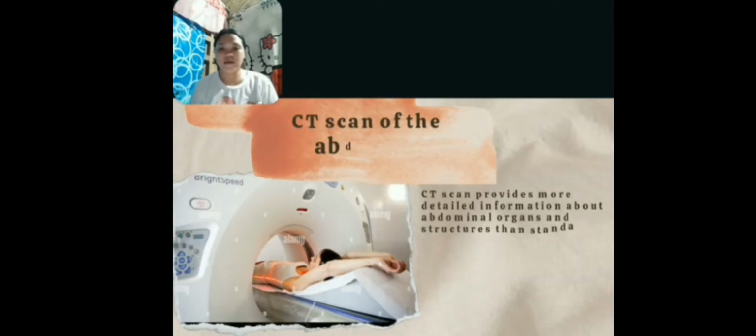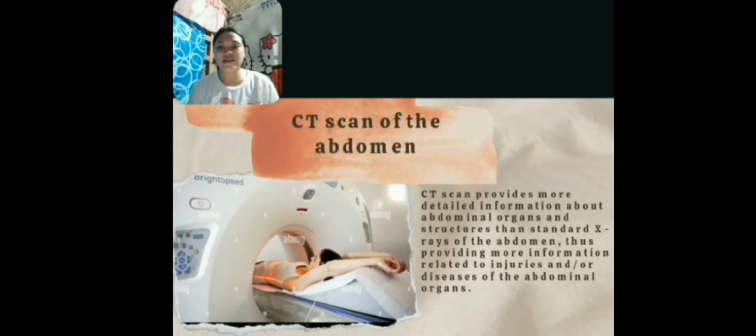So next is a CT scan of the abdomen. A CT scan provides more detailed information about abdominal organs or structures than the standard X-ray of the abdomen, thus providing more information related to injuries and diseases of the abdominal organs.